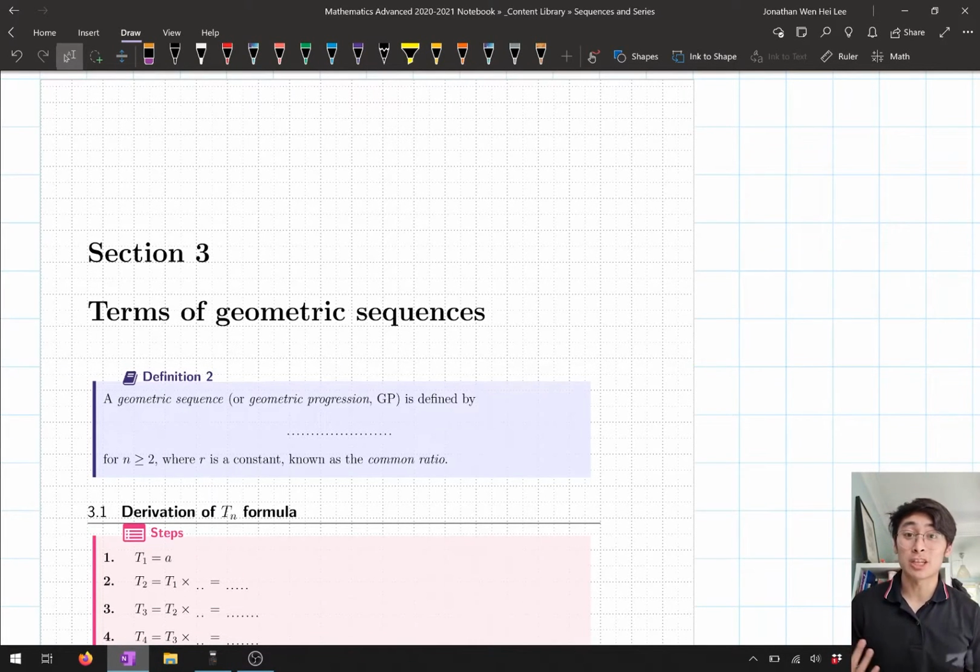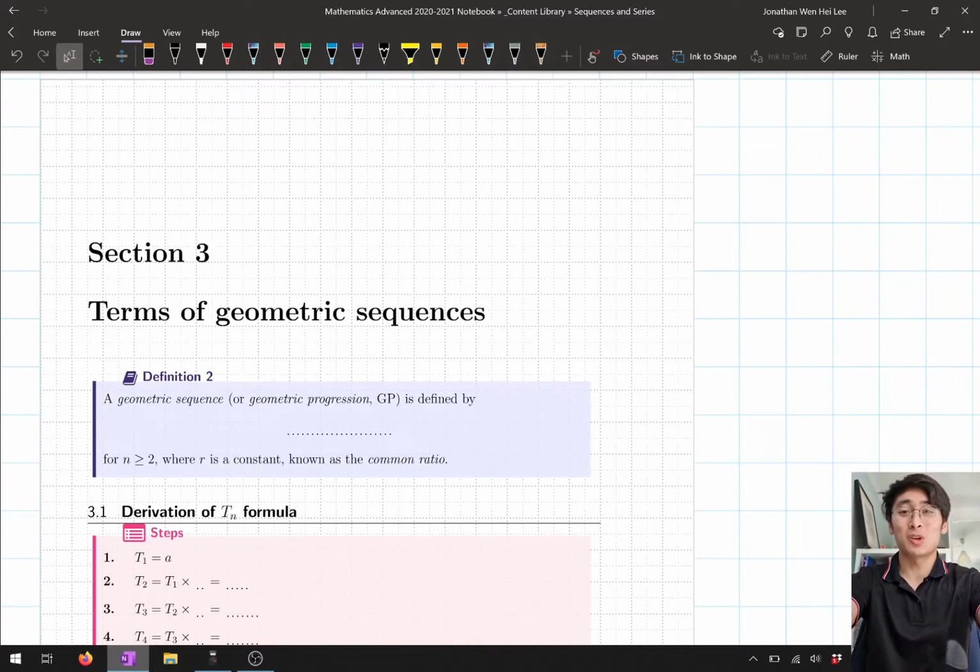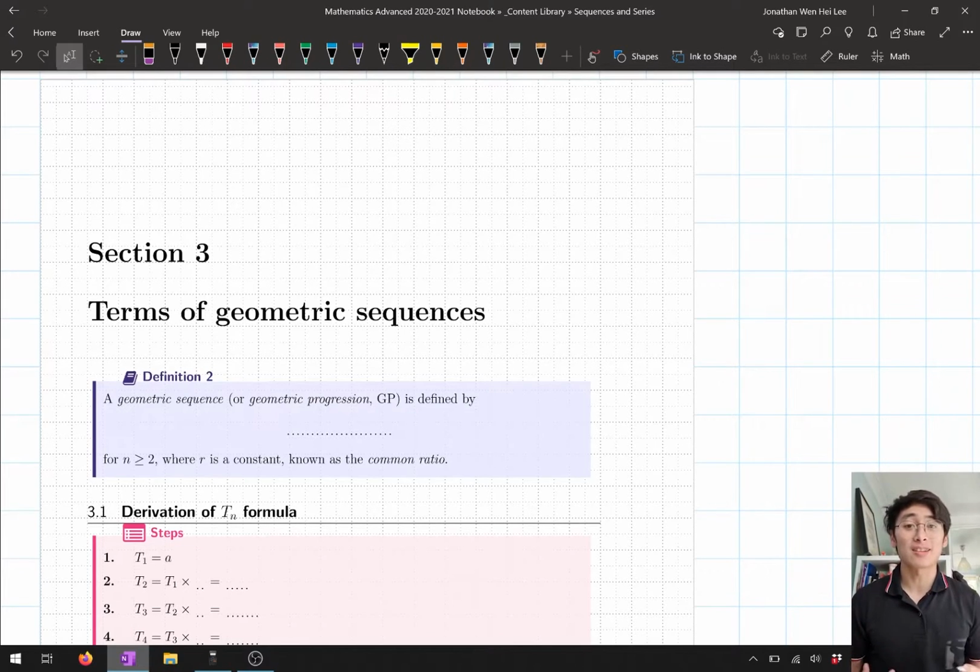In today's lesson we're continuing with our topic of sequences and series, and we're going to be looking at geometric sequences or geometric progressions. Now last lesson we talked about arithmetic progressions, and what arithmetic progressions were: they were sequences where each time you went up by a term you went up or down by that common difference.